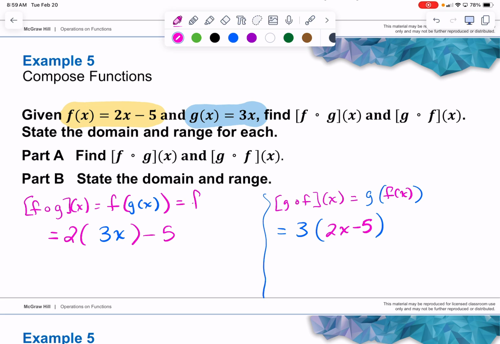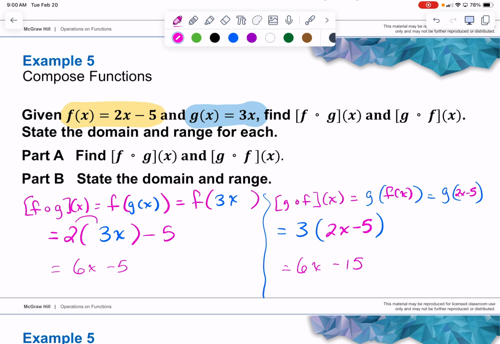So this is like saying f of 3x. This is like saying g of 2x minus 5. Okay? Now, we will distribute and combine like terms and end up with 6x minus 5 here and 6x minus 15 here. So you can see they're two different functions. These two happen to be parallel, but that's not always going to be the case.